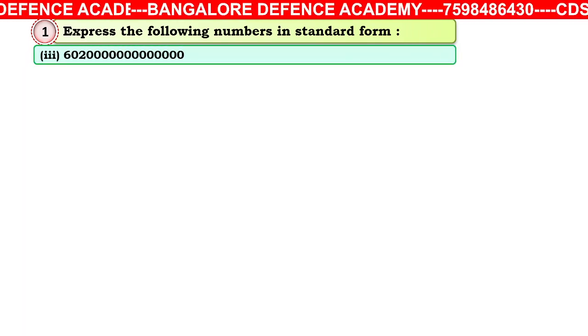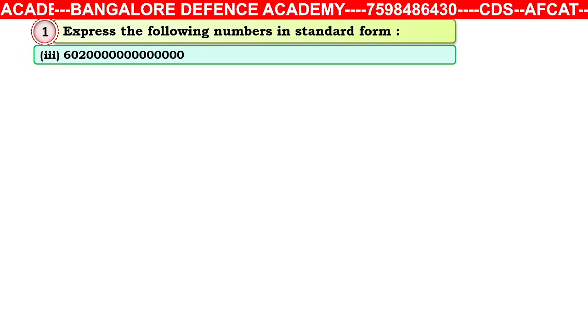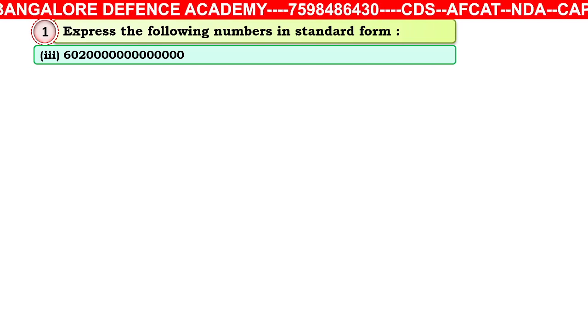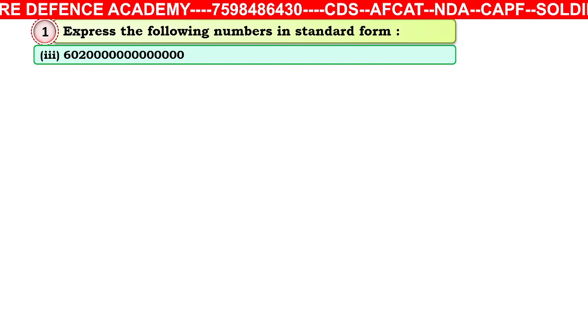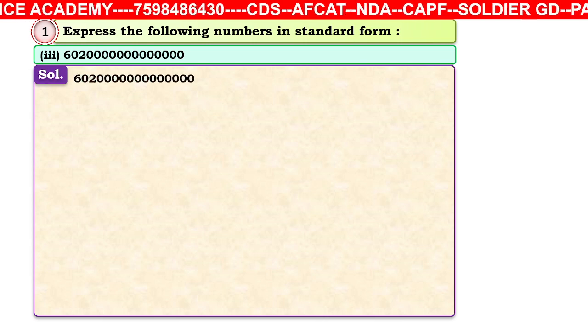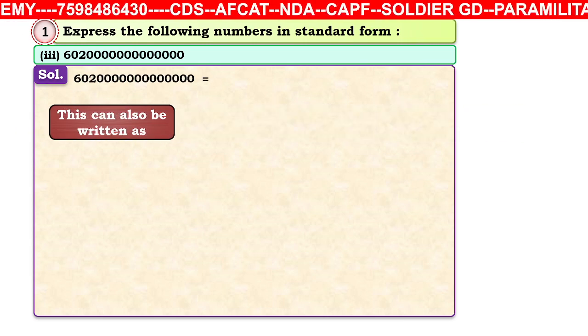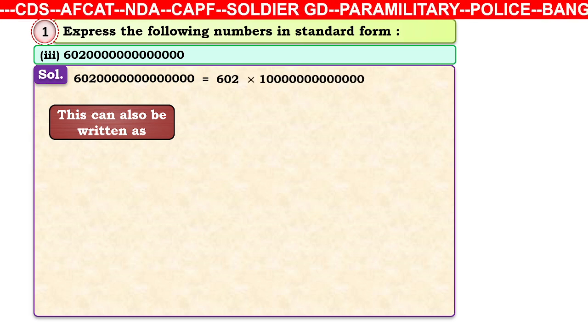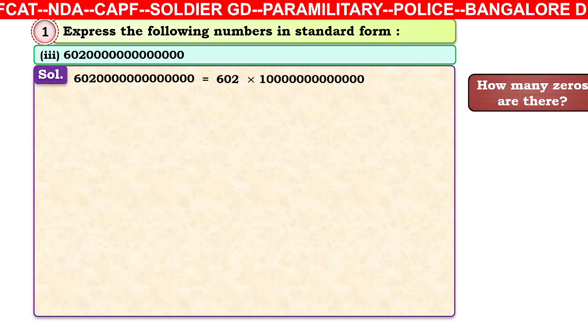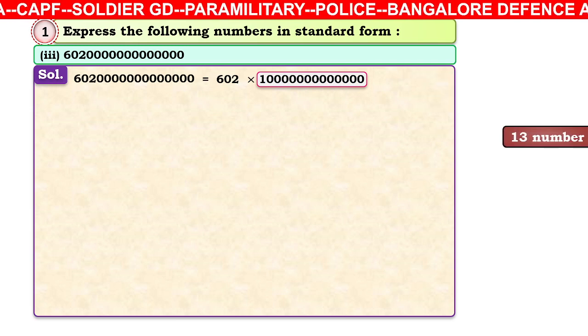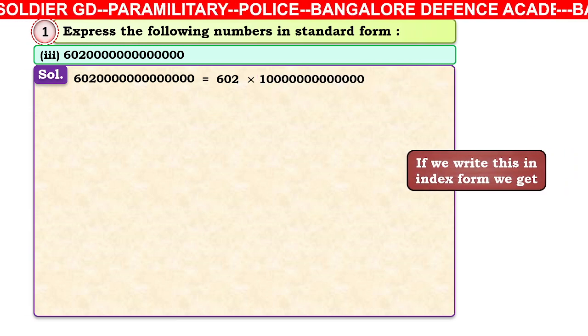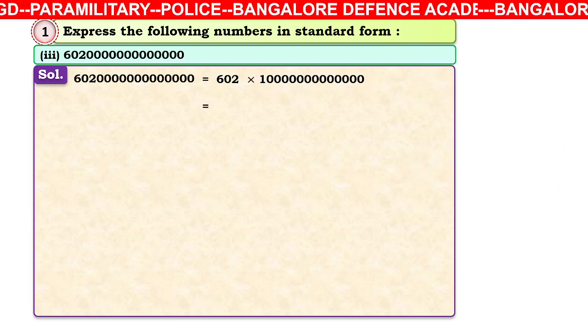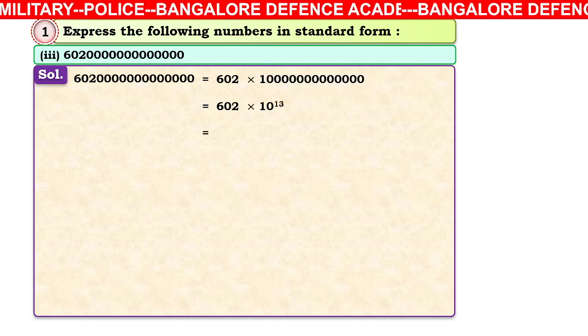Next. Now there is no point, but you can see some number, that is 602, and after 602 you have n number of zeros. You have to count these zeros, and you have to first take it as a power of 10. So this can also be written as 602 into this. Okay, so now what happens? You have to count how many zeros are there. We have 13 zeros. Okay, so we write it in the index form. So 602 into 10 to the power of 13.